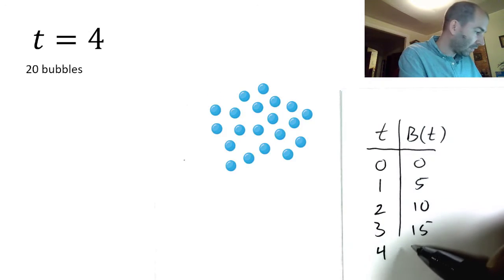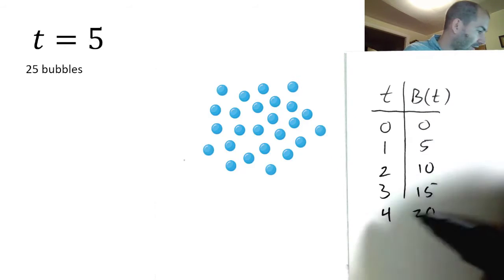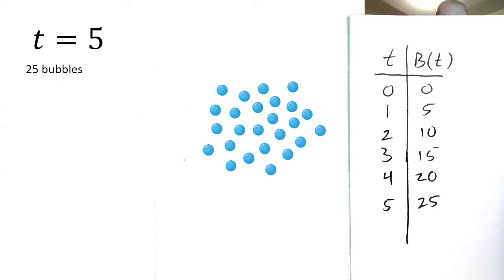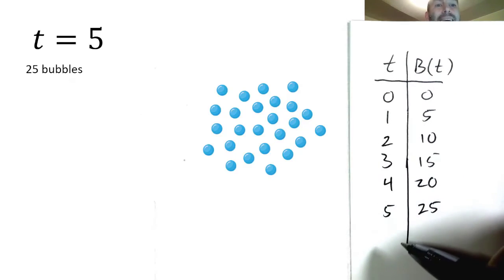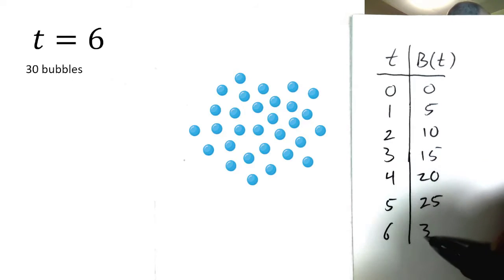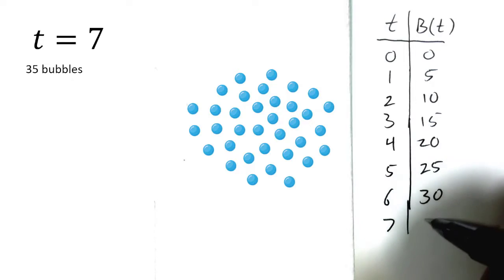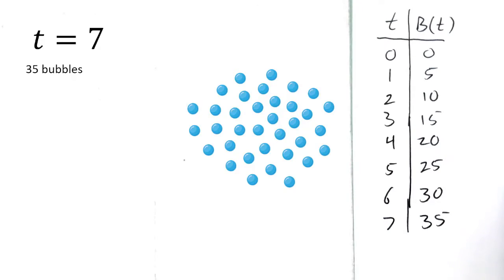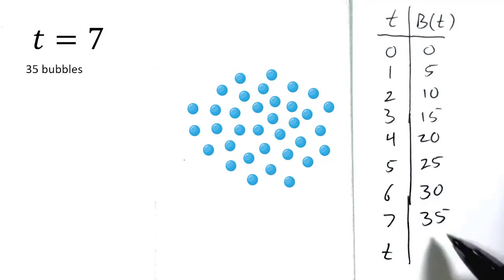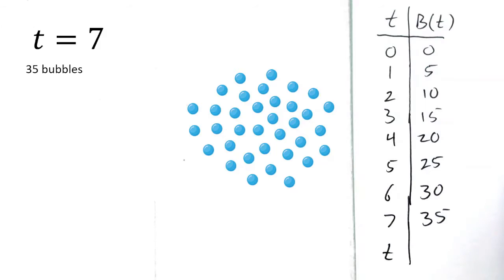Time 4, 20 bubbles. Time 5, we have 25. Time 6, we have 30. And at time 7, we have 35. And so what I'd like to do is find a formula that takes us from any time t to the amount of bubbles at time t. That'll be the expression that we have for b of t.